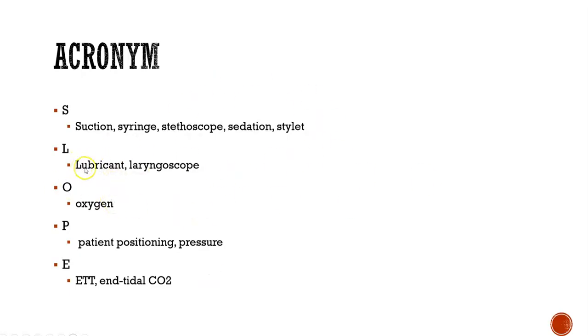And then lubricants, obviously, just to help slide the ET tube down a little bit easier. And then laryngoscope, like I said, your respiratory therapist is usually going to be the one to have this. Oxygen should be in your room if you're in a hospital. Make sure you're positioning them right. You got a pressure good. And then the ET tube, your respiratory therapist should have that, and the end-tidal CO2 monitor.